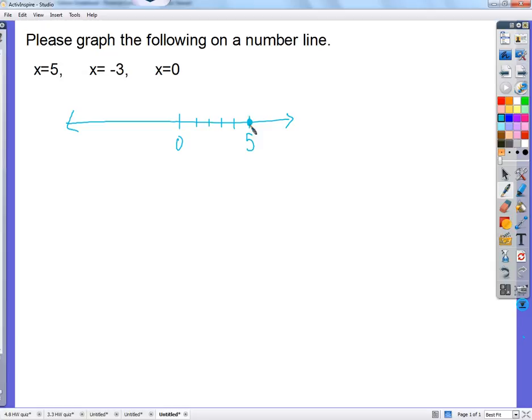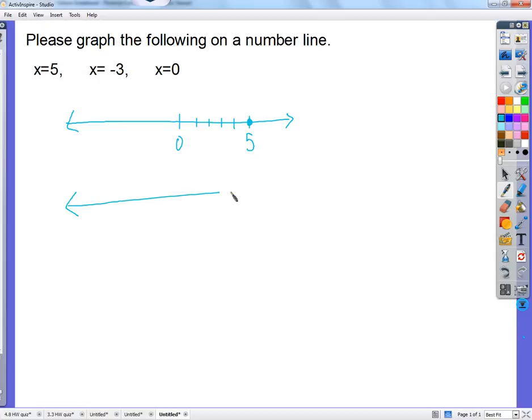So we put a dot, we call this a point. We can talk for a long time about points, but we won't. We will all get what a point is. It's like a dot. Alright, so there we go. The number line for x equals 5, we put a dot at 5.